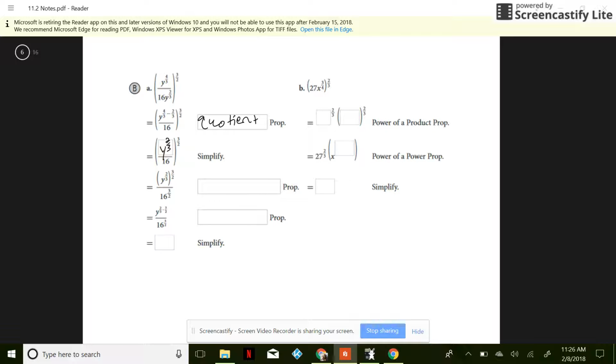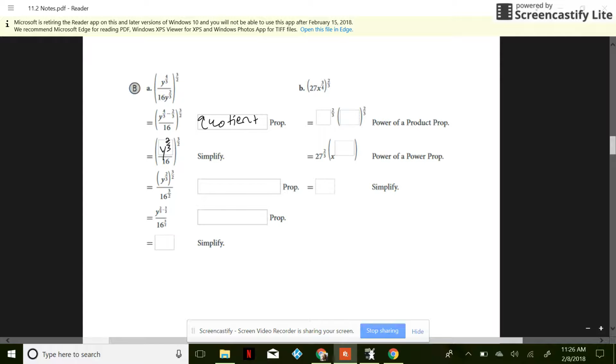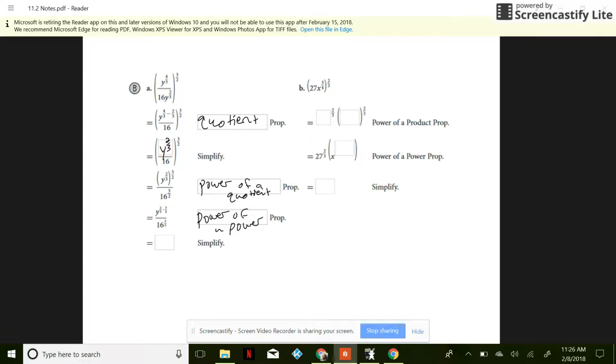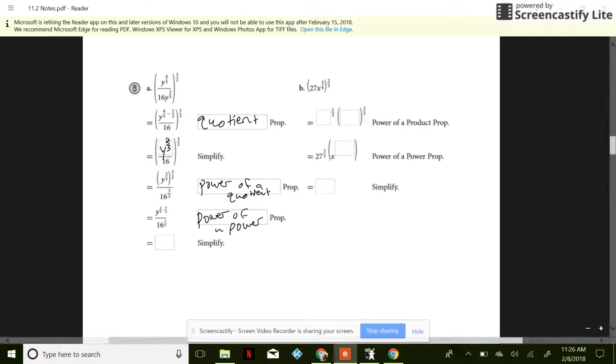So now we can break apart that division, separate the powers. That's the power of a quotient rule. The power of a power rule says we can take that numerator, since it's already y to a power to another power, and multiply those powers. So we end up with 2/3 times 3/2, which ends up being 6/6, which reduces to 1. So our simplified answer would be just y to the 1 power over 16 to the 3/2.